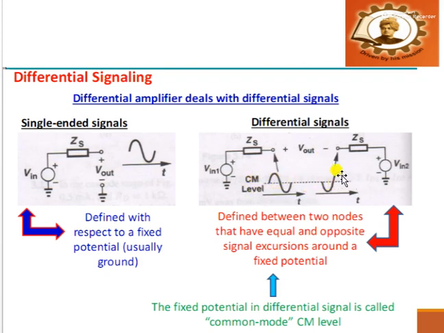These two nodes are there. So these two nodes we are getting, one at a positive and another at a negative potential. That means they have opposite polarity, and the signal level is measured with respect to some common level, and this fixed potential in differential signal is called the common mode, CM, level. So this is basically the nomenclature in case of your differential signal processing.